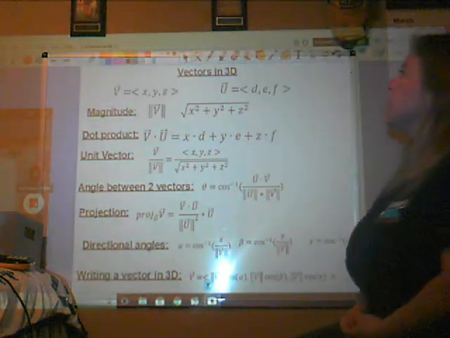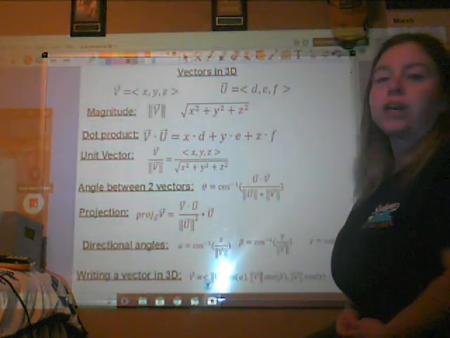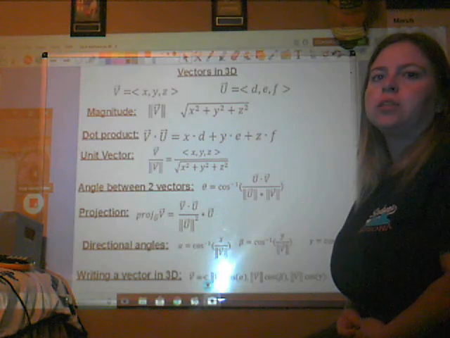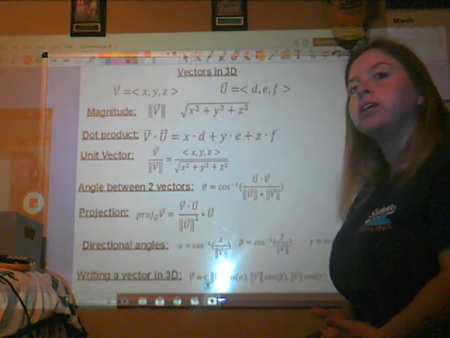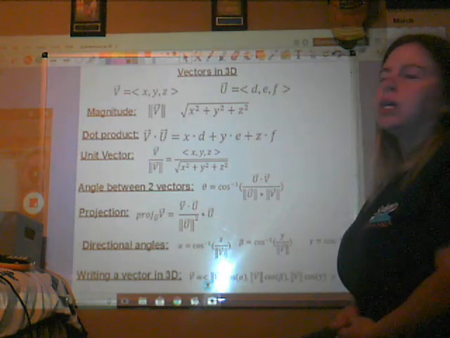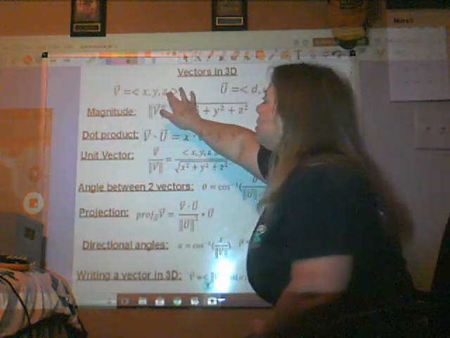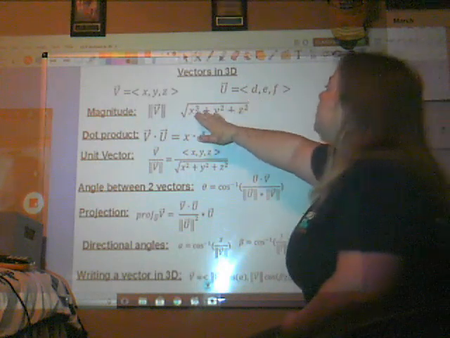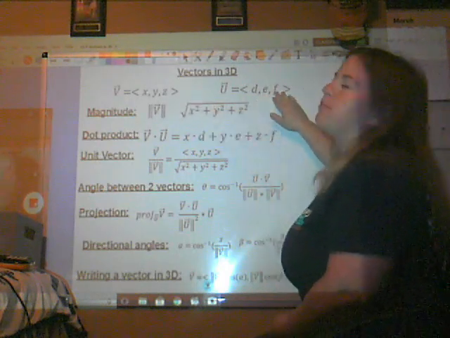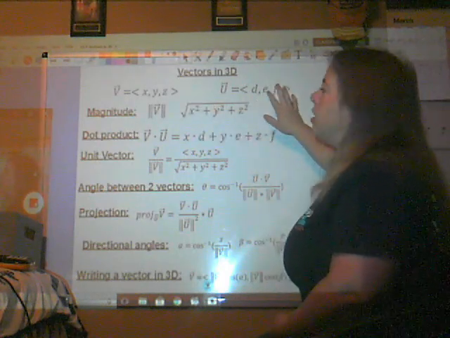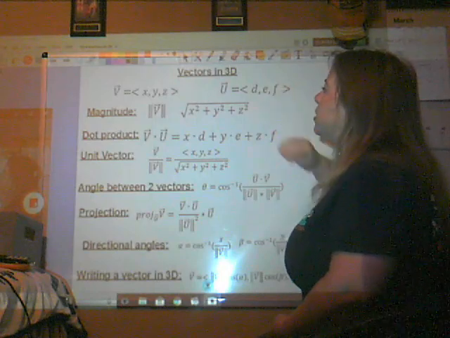Hi, today we're going to learn how to do vectors in 3D. So this is basically everything we've just done, only now it's in 3 dimensions. So we have the x, y, and z. So you have 3 parts to each vector. So I'm going to have x, y, z, maybe d, e, f. So I have 2 vectors here just so I can show you what the formulas would look like.